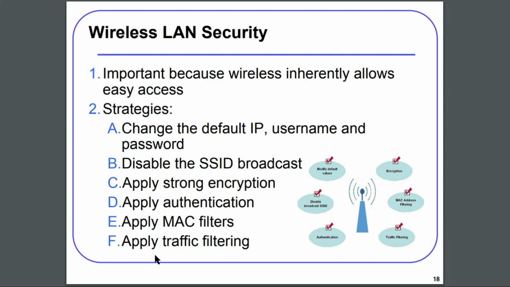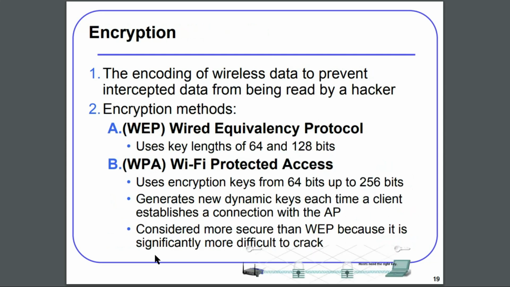So in this slide, we can check the wireless LAN security. It is important because wireless inherently allows easy access. The strategies of wireless security are to change the default IP, username and password, disable the SSID broadcast, apply strong encryption, apply authentication, apply MAC filters, and apply traffic filtering.